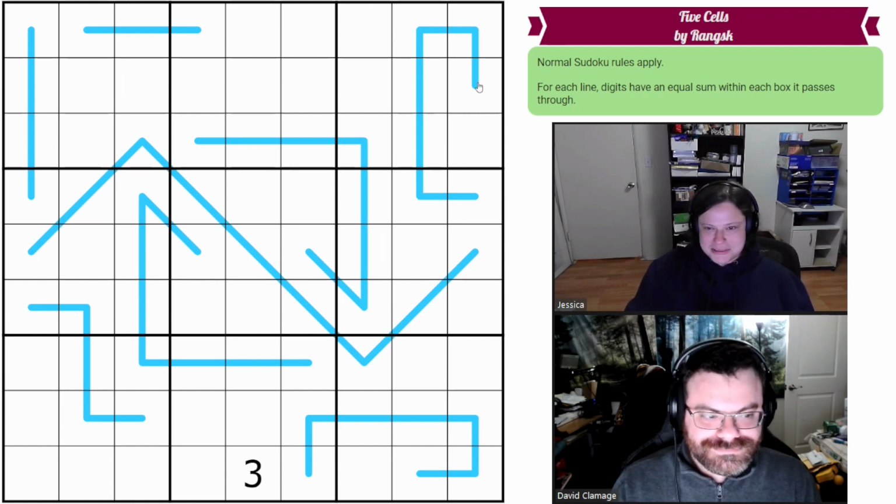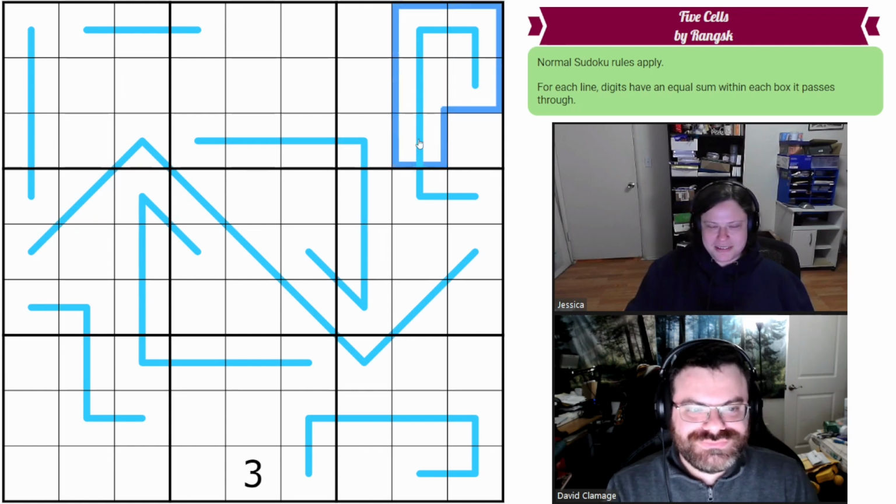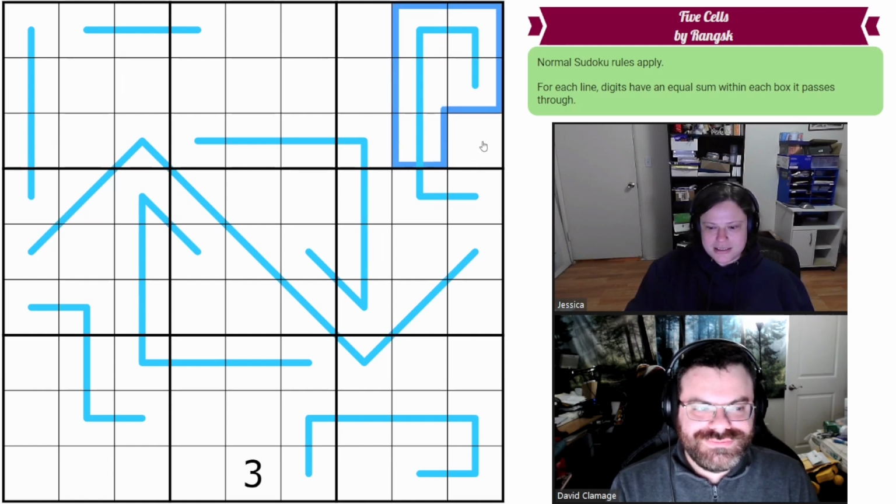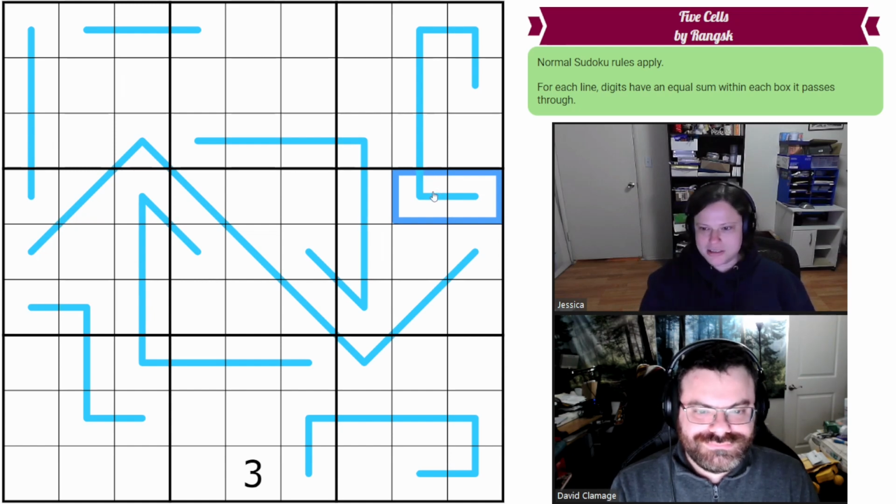So I noticed first that we have five cells summing to two cells. The minimum five cells can be is 15. The max is 35, but the max you can do with two cells is 17. So we have a pretty limited range here. So this has to be at least 15, which is 6, 9, or 7, 8.